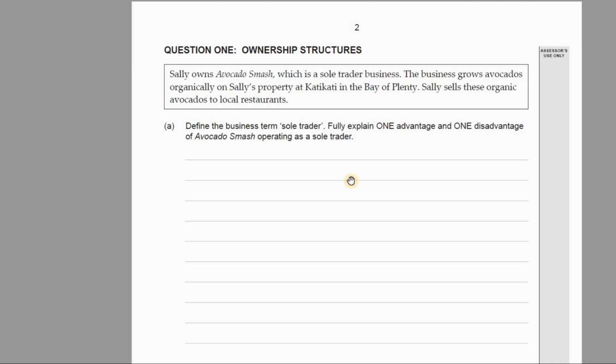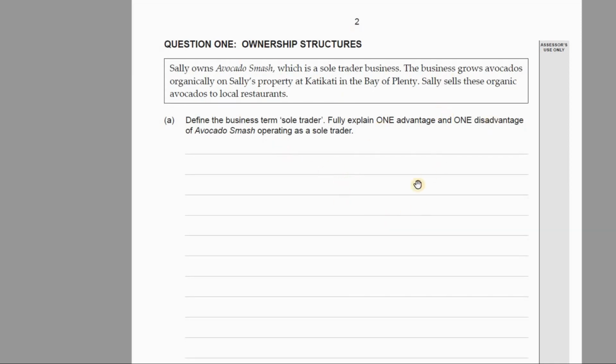So I've looked at the questions. Now I'm actually going to start looking at them individually. And the first thing I'm going to do is look at the case, because I've been reading about Avocado Smash and I want to know what their deal is, what's going on with them. And I'm going to highlight bits in here as I go.